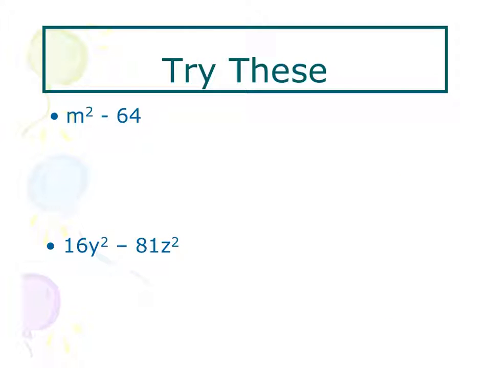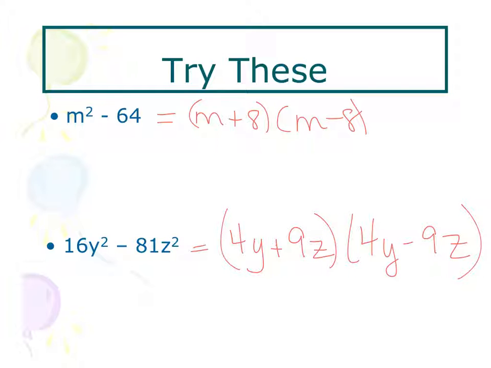Alright, these are differences of two perfect squares. See if you can factor them. Pause the video, try it out for yourself, and restart when you're ready to check your work. Alright, here's what you should have got when you factored these. If you didn't, discuss it with me tomorrow.